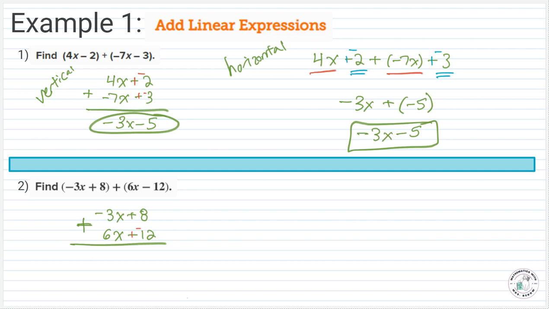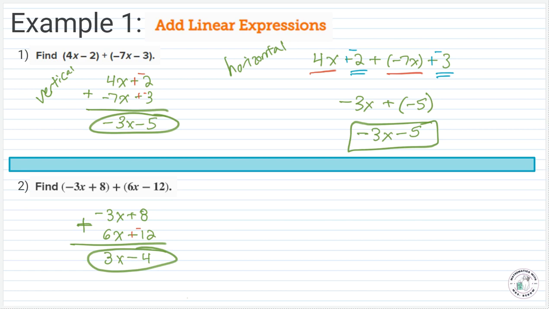And then we just add 8 plus negative 12. That's going to put me at a negative 4, so we can write that as minus 4. And then negative 3x plus 6x is going to put me at positive 3x. And so there's my answer when I write this out vertically. Horizontally, we're going to get the same exact thing.